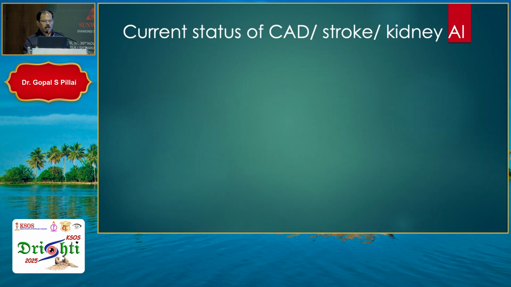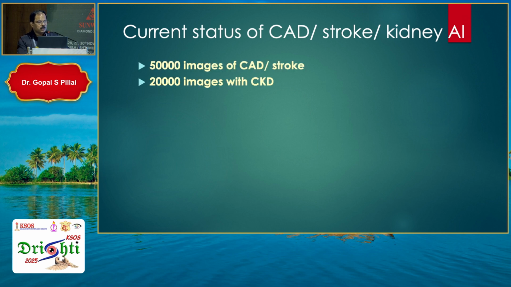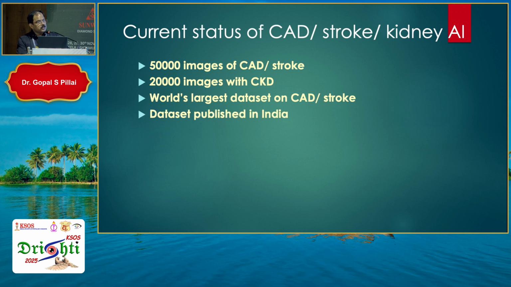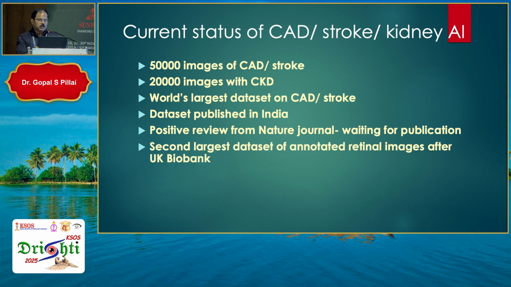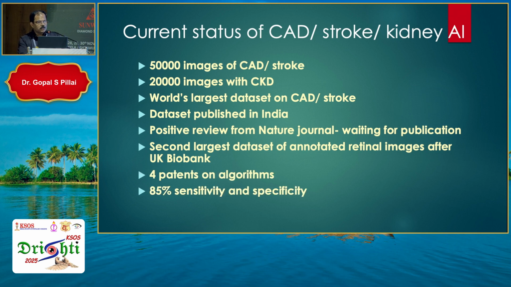And the current status of the CAD, stroke, and kidney AI models is that we have 50,000 images of CAD and stroke patients, 20,000 images with CKD, the world's largest dataset of CAD and stroke retinal images. The dataset is published in India, with a positive review from the Nature journal, waiting for publication in Nature, which is the best journal, and the second largest dataset of annotated retinal images after the UK Biobank. 4 patents and 85% sensitivity and specificity.